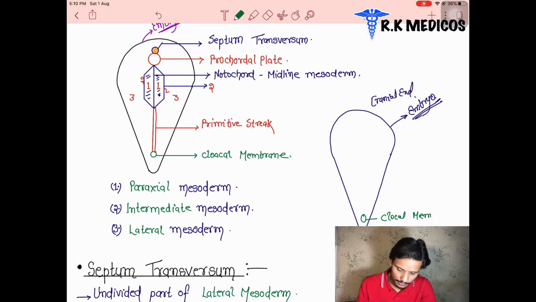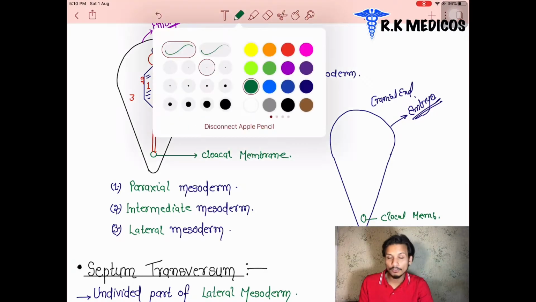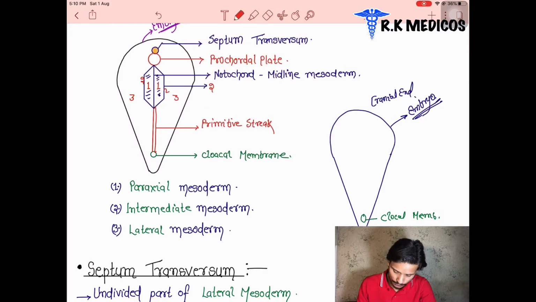Next, at the caudal end, there is a primitive streak present. They are derived from which cells? Epiblast cells. And here is the Hensen's node or the primitive streak. This one is the primitive streak.